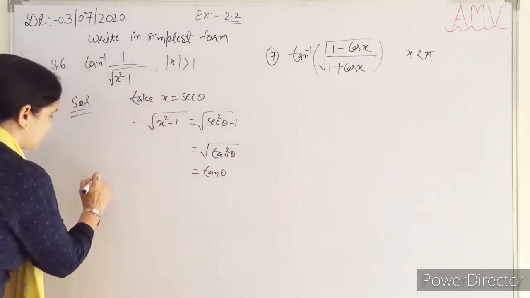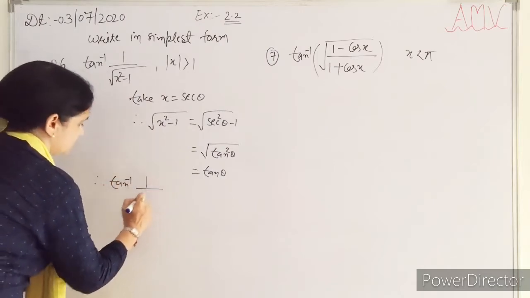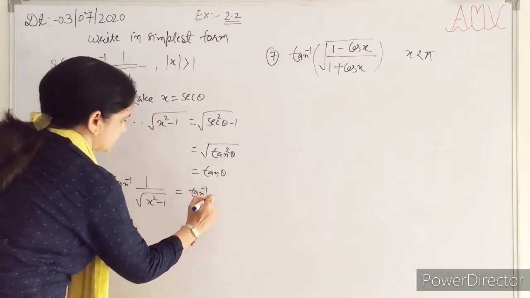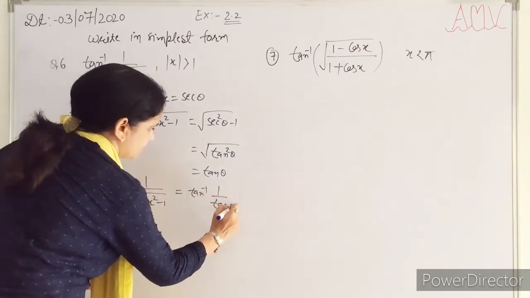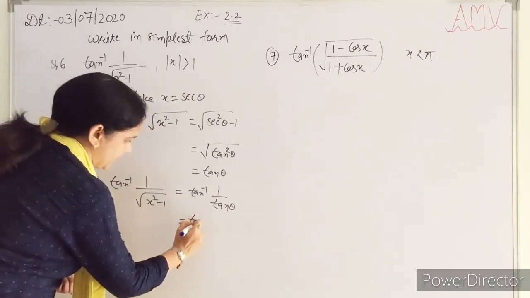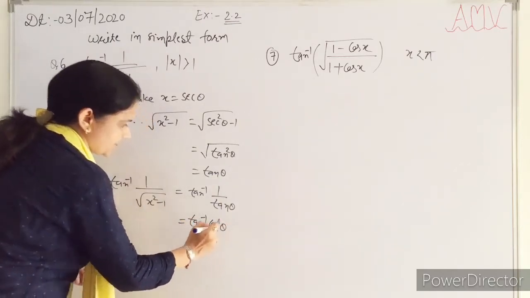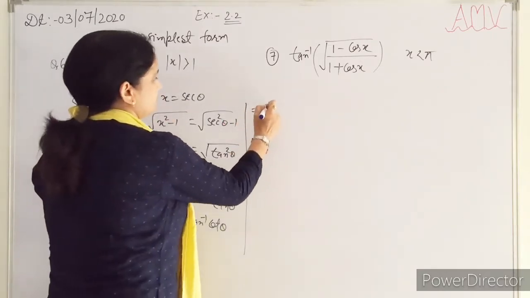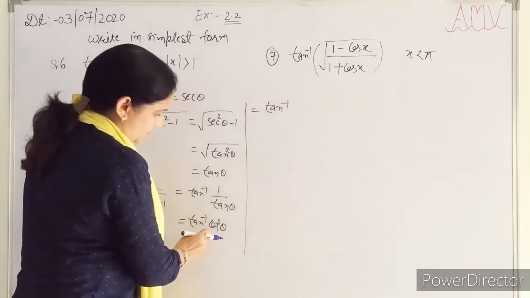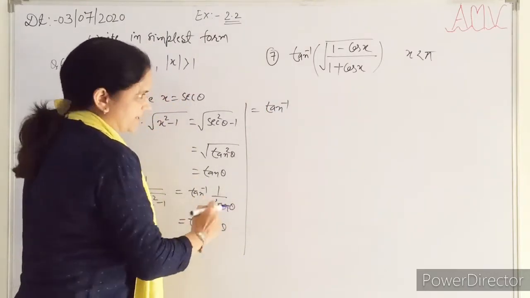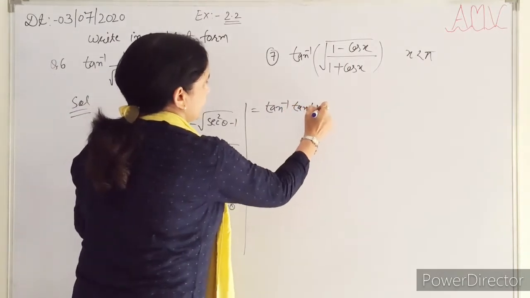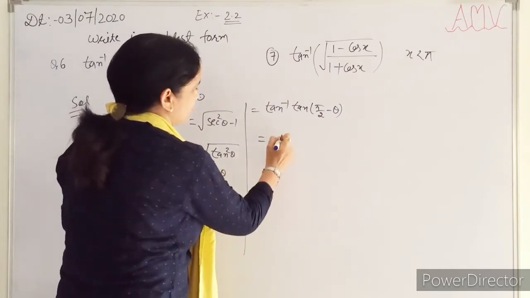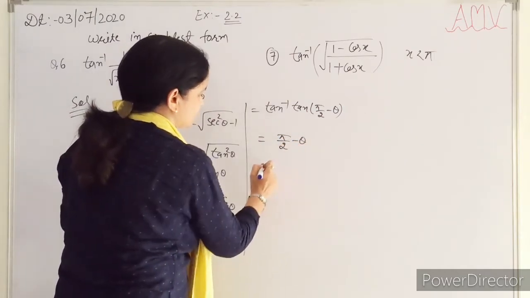So the given question converts into tan inverse 1 by tan theta. Now it's tan inverse cot theta, since 1 upon tan is equal to cot theta. Here tan inverse cot theta, if we want to change it in tan, it is tan of pi by 2 minus theta. Tan inverse tan will cancel, students, and we will get pi by 2 minus theta.